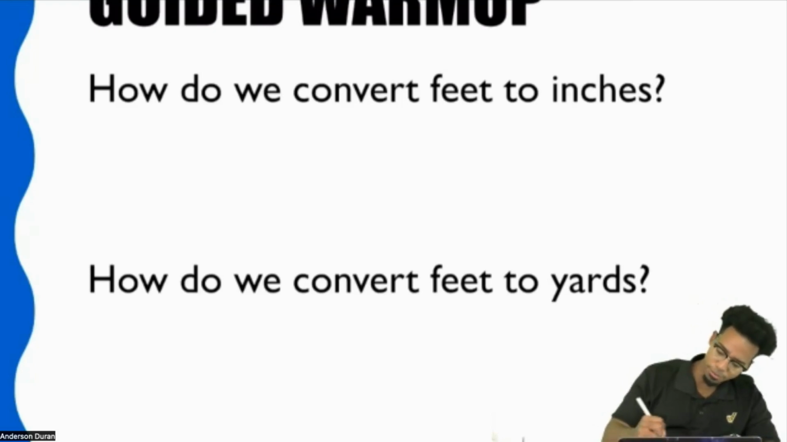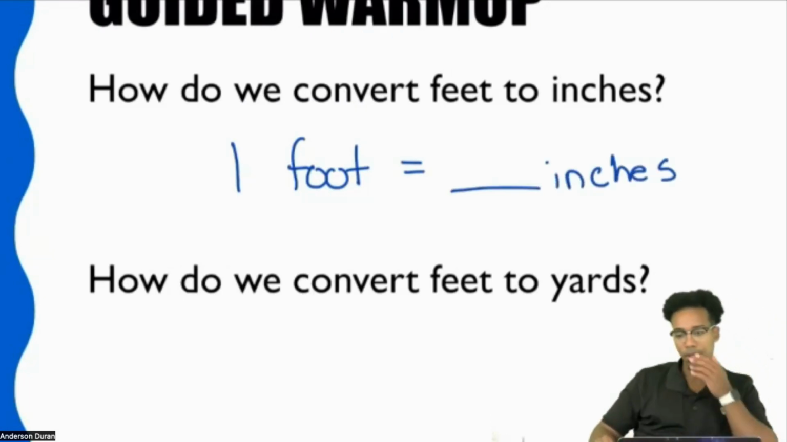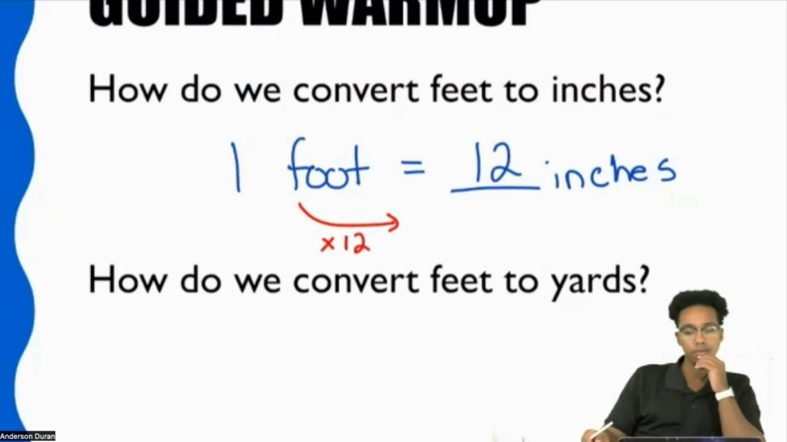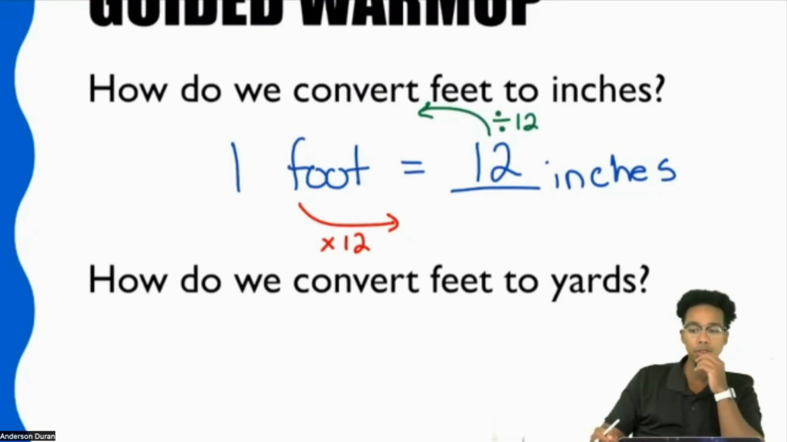So 1 foot is equal to how many inches? Right. 1 foot is equal to 12 inches. And so what we see right over here, my math part of people, is this. If you want to go from feet to inches, you multiply by 12. If you want to go from inches to feet, how do you go from 12 to 1? Well, you divide by 12. Just take a look at the relationship. 1 foot equals 12 inches.